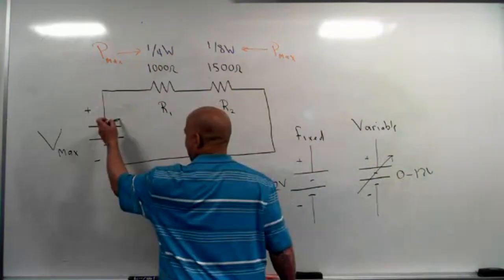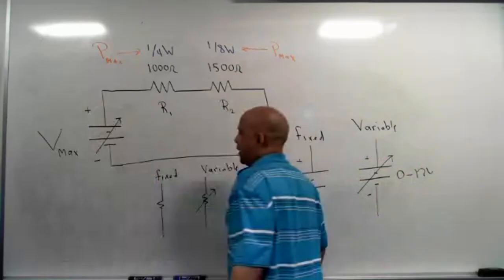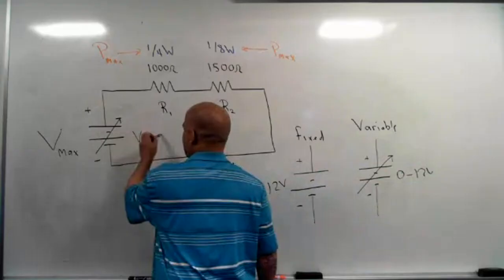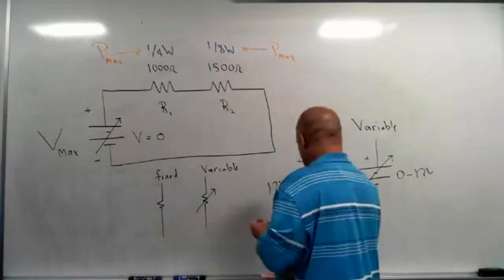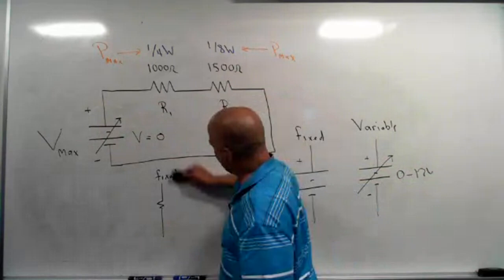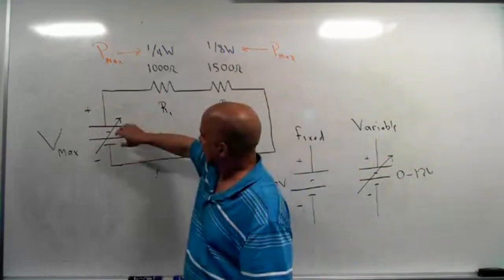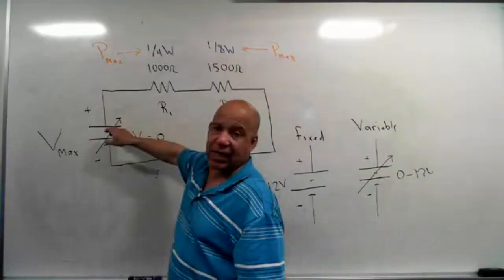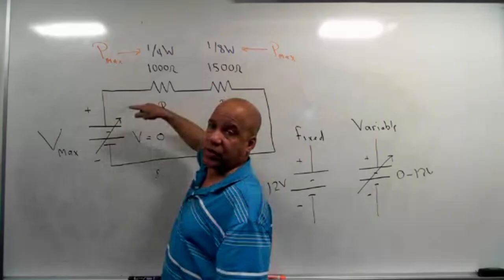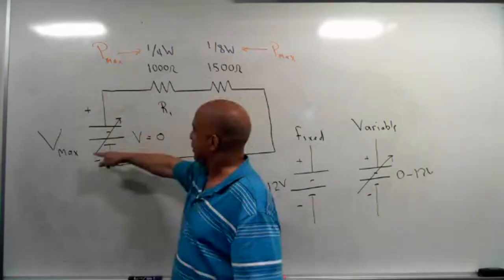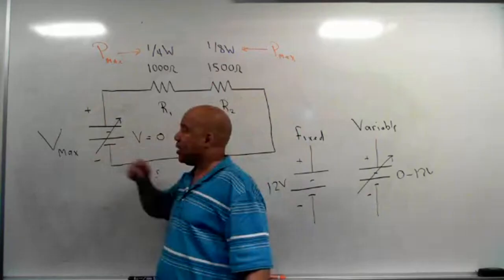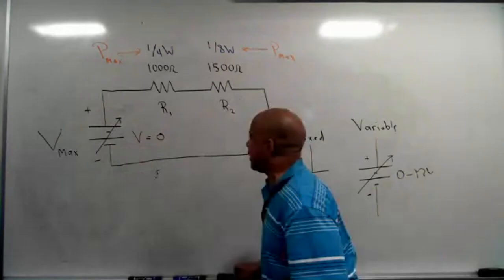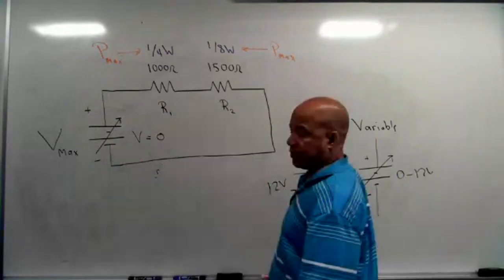I want to put the arrow through it like that, which means that I can turn the voltage all the way down to 0. So I'm going to set it to 0, and then slowly turn the voltage up. As I turn the voltage up, I want to know how high I can make the voltage without damaging either resistor. Whatever that voltage is, that's my maximum voltage for the circuit. The question is, what is that value? What is the maximum voltage I can set this to and not damage either resistor?